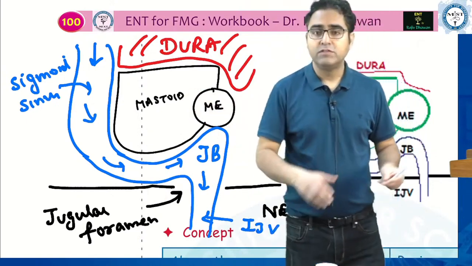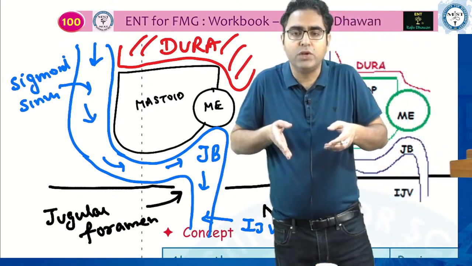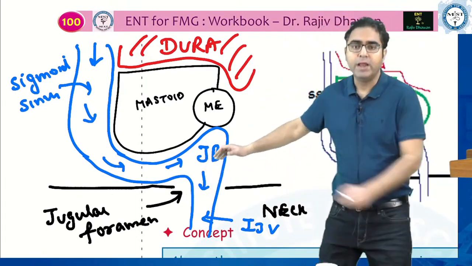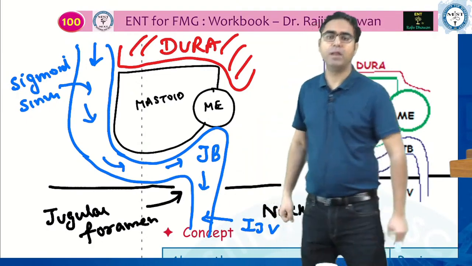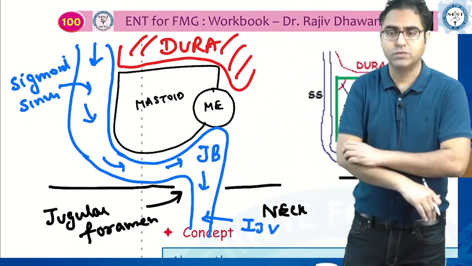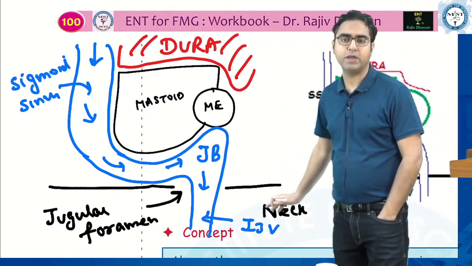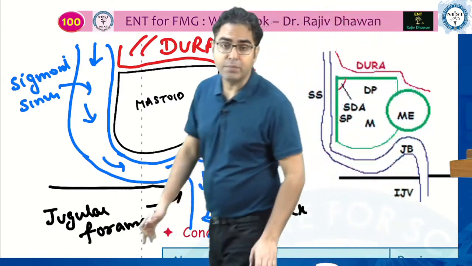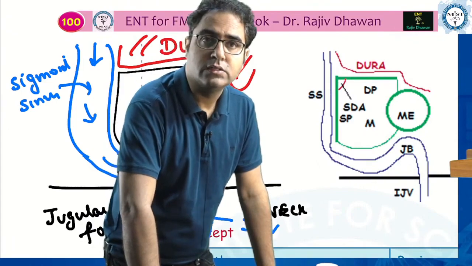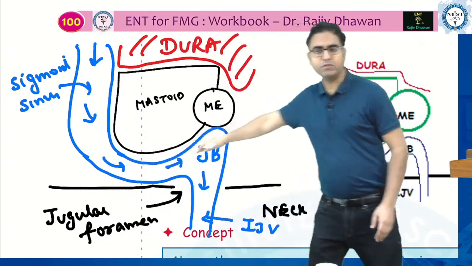Actually what happens is, sigmoid sinus is going to pass through the jugular foramen to continue in the neck as internal jugular vein, but before passing through the jugular foramen, it gets dilated to form a bulb called jugular bulb, beta. It's very clear in this diagram, beta, for neuroanatomy, that internal jugular vein is nothing but the downward extension of sigmoid sinus. I repeat, as a doctor you should know, internal jugular vein is the downward extension of sigmoid sinus.